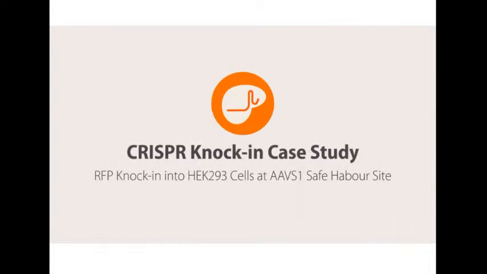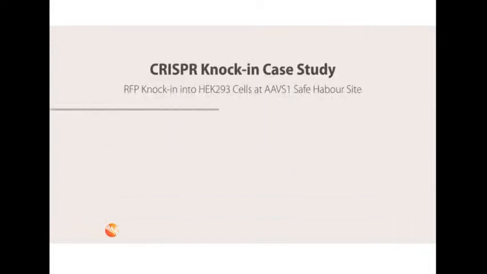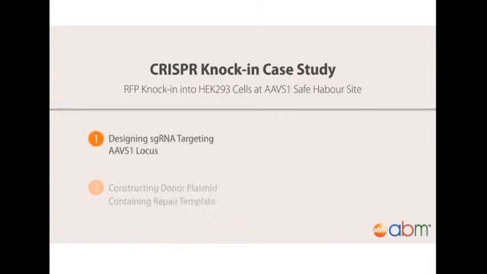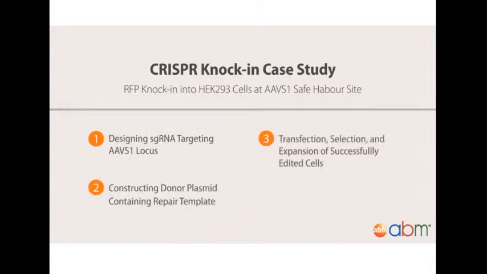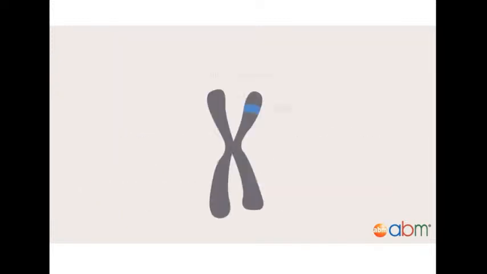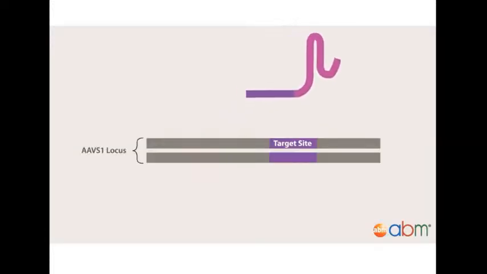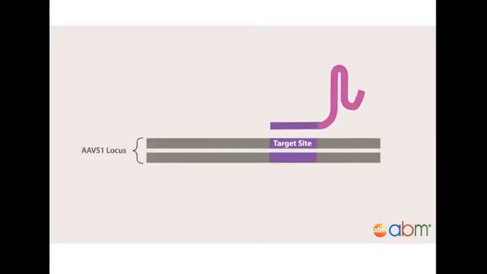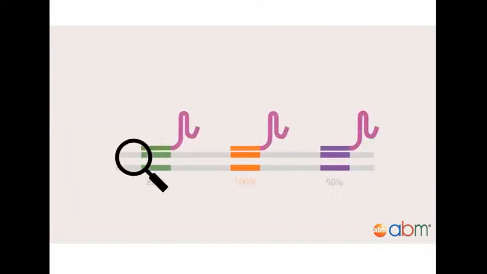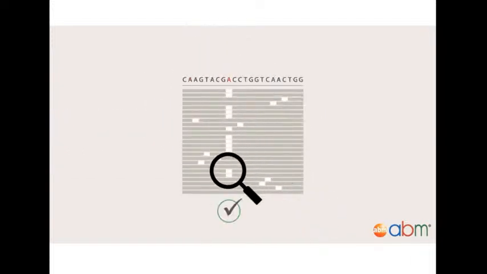In this case study, we will walk you through how a red fluorescent protein gene was knocked into human embryonic kidney cells at the AAV-S1 safe harbor site. We will also demonstrate how the knock-in was verified using a PCR-based method. To begin, an sgRNA was designed to target the human AAV-S1 locus. Software analysis was performed to ensure maximum efficacy of on-target cleavage while avoiding any off-target effects.